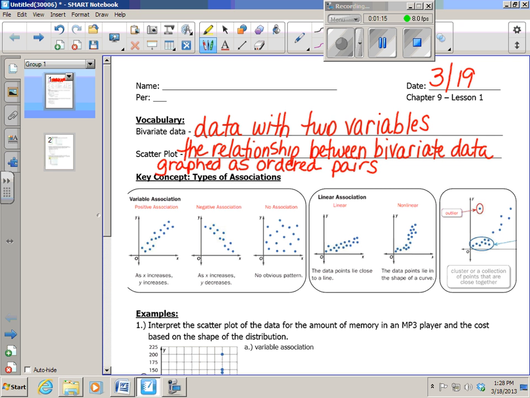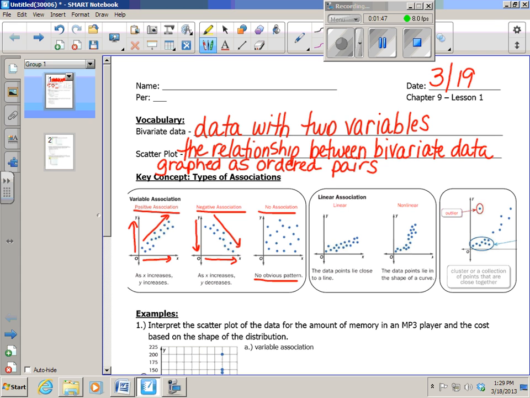And you can see here you have different relationships or associations. This is a positive association or relationship because you can see that as the x values are increasing, the y values are increasing. A negative association is where your x values are increasing, but your y values are decreasing, so it's going downhill. No association is when the information is just scattered on the graph.